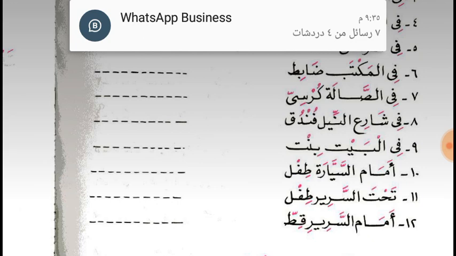So this means that in the first column, all these sentences, cat, child, hotel, all these words are indefinite. But in the second column we have added alif lam which made them definite. For example, in the second sentence we have al-kittu amama sariri, the cat is in front of the bed. This means the cat is a definite cat, a specific cat.